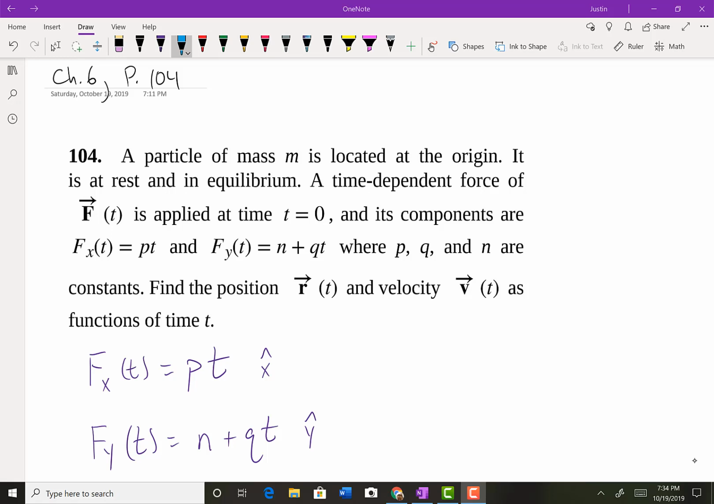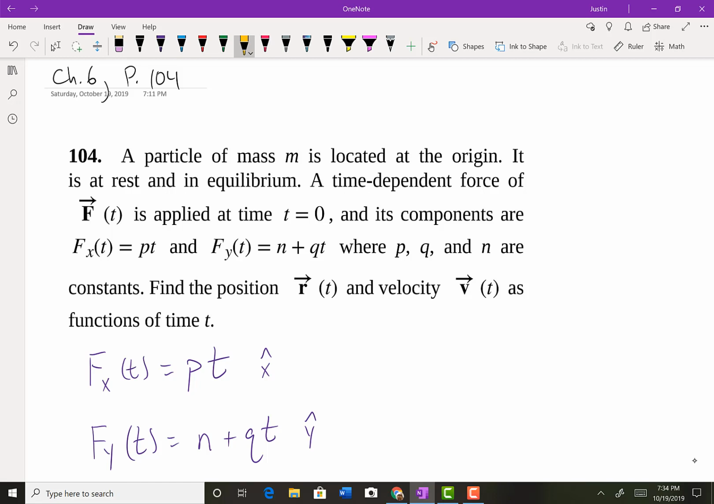Hi everybody. I did get multiple requests to do problem 104 from last week. This is in chapter 6. What's nice about doing this is that it's a time-dependent force, which is something we're going to see next week.